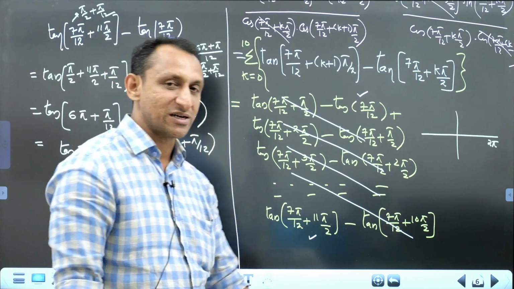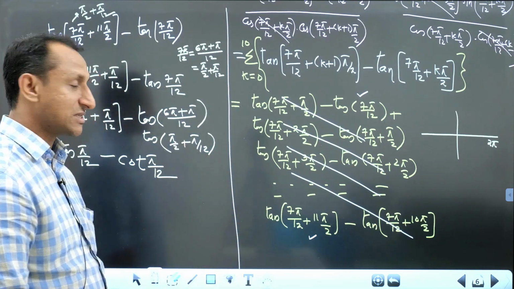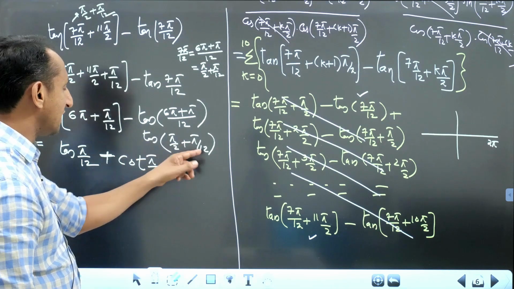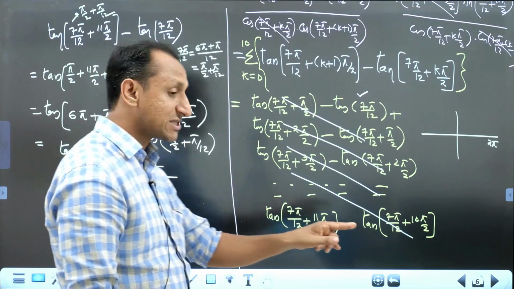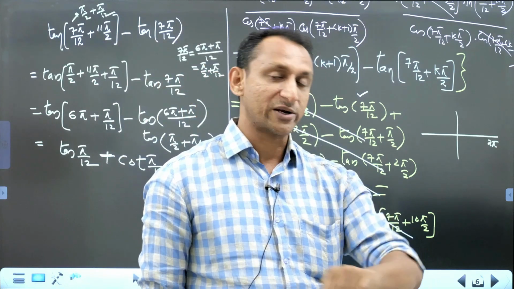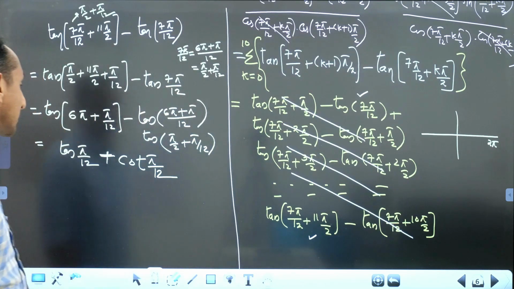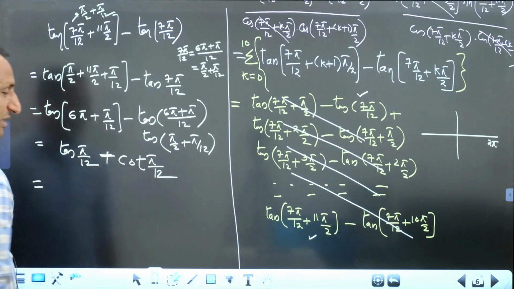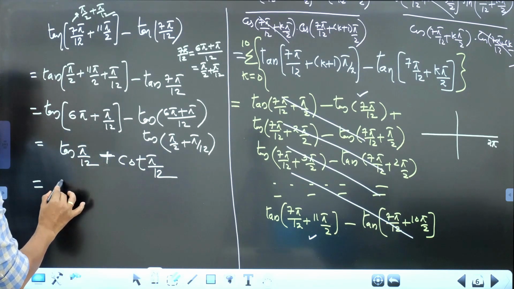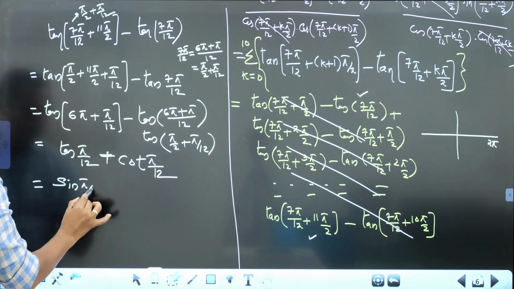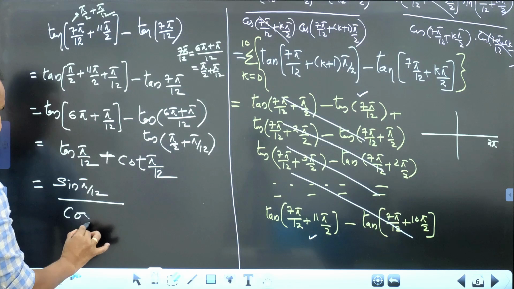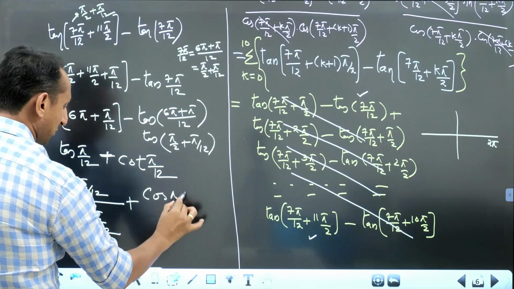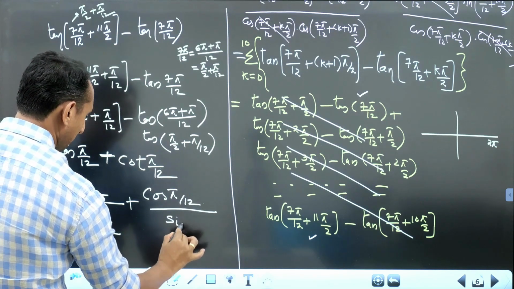Tan of (90 plus θ) is minus cot θ, since 90 plus θ lies in the second quadrant, where tan is negative. Minus, minus becomes positive. Then these two angles become the same. Tan π/12 is written as sin π/12 by cos π/12, and this can be written as cos π/12 by sin π/12.